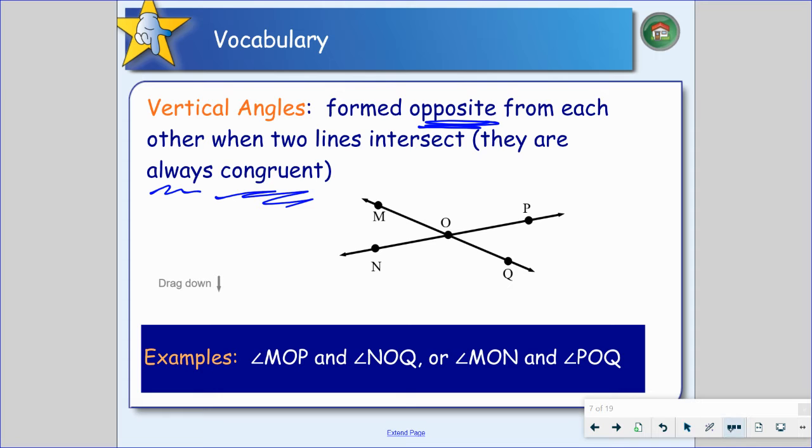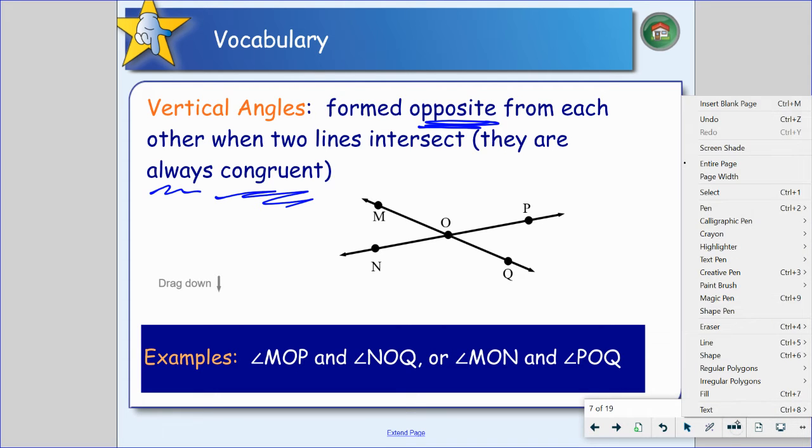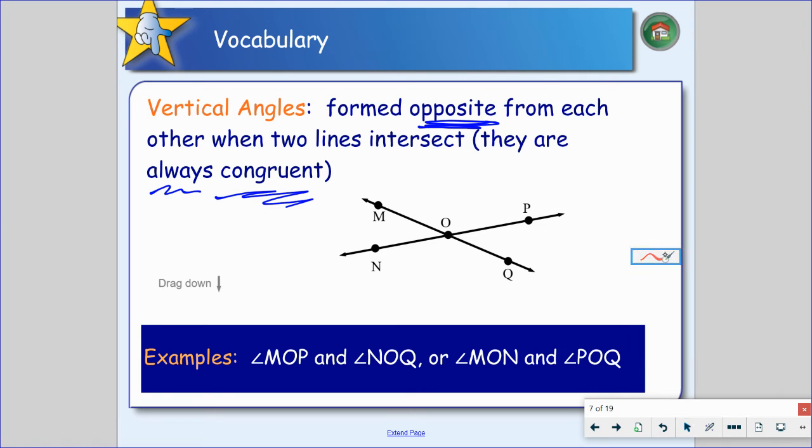Let's talk about angle MOP and angle NOQ. Now, if I could just pause for a second, please note that little symbol in front of MOP, that means angle. So that's why we would use those symbols. If I look at M to O, let me do a little disappearing ink here. M to O to P and N to O to Q.